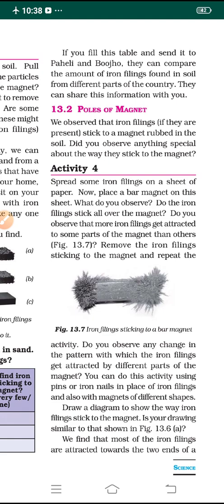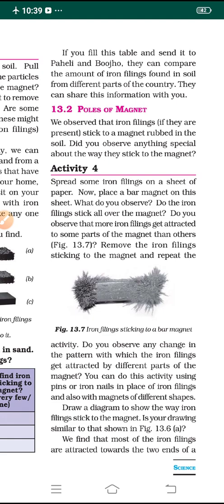Spread some iron filings on a sheet of paper. Take some iron filings and spread them on a sheet of paper. Now place a bar magnet on this sheet. What are you going to observe there? Immediately the iron filings start sticking all over the magnet, and they cover it completely.